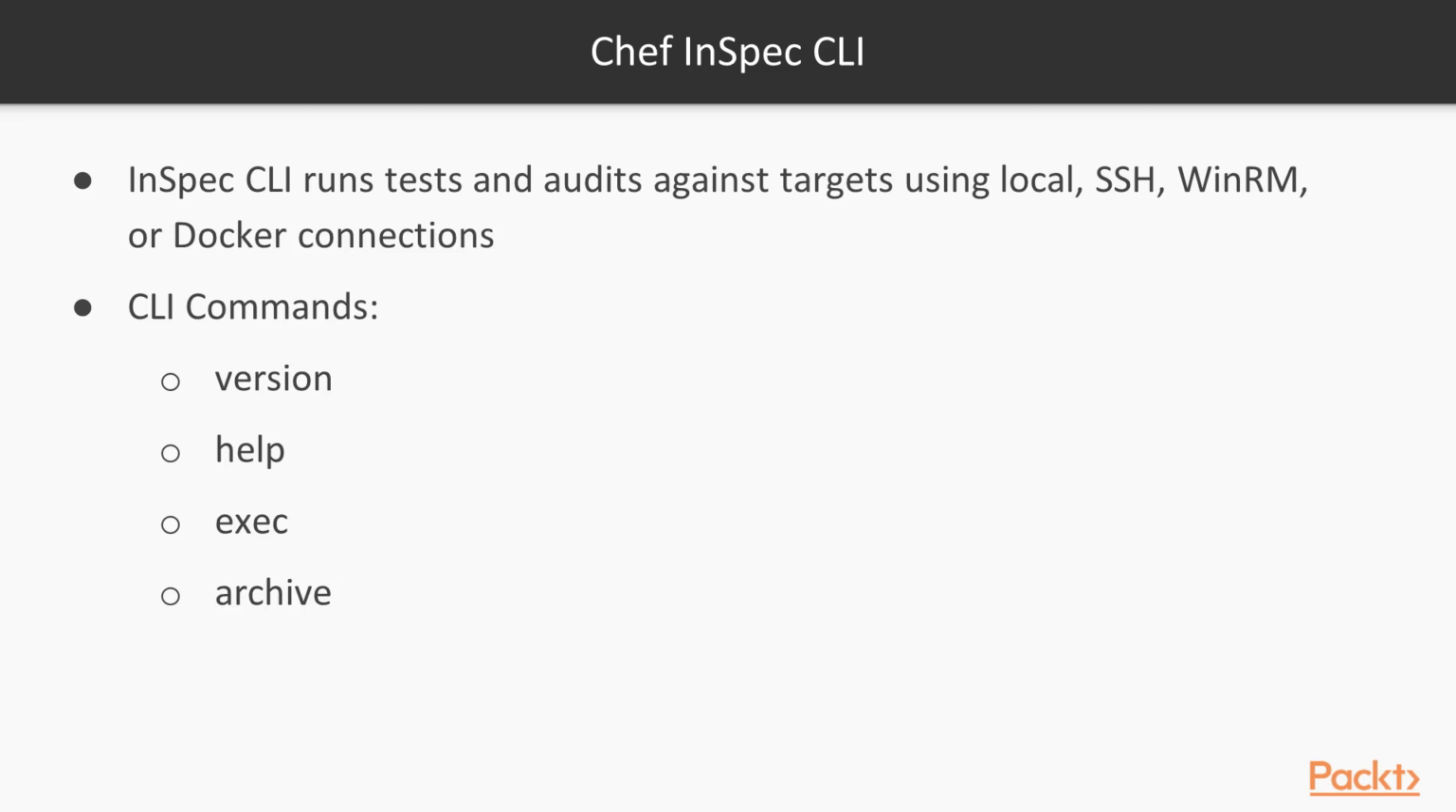Archive is to archive a profile to tar.gz or zip. With the check subcommand, we can verify all tests at the specified path. Detect is used to detect the target operating system of the server we wish to audit. These are a few of the commands we would be using in upcoming videos.